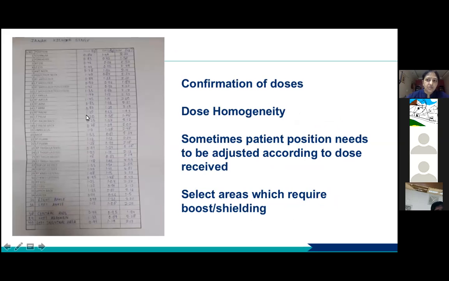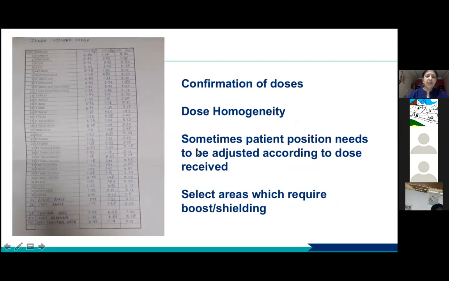This is the dose which has gone on day 1. This is the dose which has gone on day 2, and then you look at the combined doses. It gives you confirmation of doses. You also know whether you are maintaining the homogeneity of around 10 to 15% across the body or not.